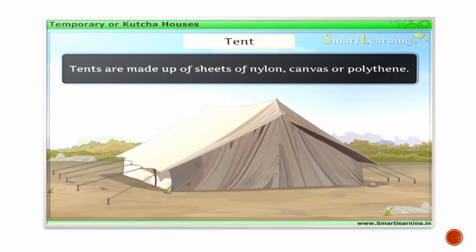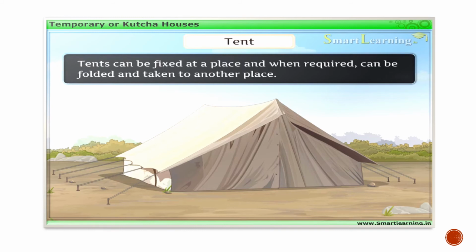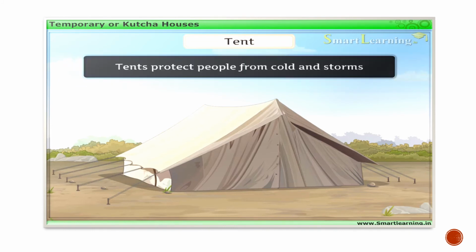Tents are made up of sheets of nylon, canvas, or polythene. Tents are generally used by mountaineers and campers as they are always moving. Tents can be fixed at a place and when required can be folded and taken to another place. Tents protect people from cold and storms.